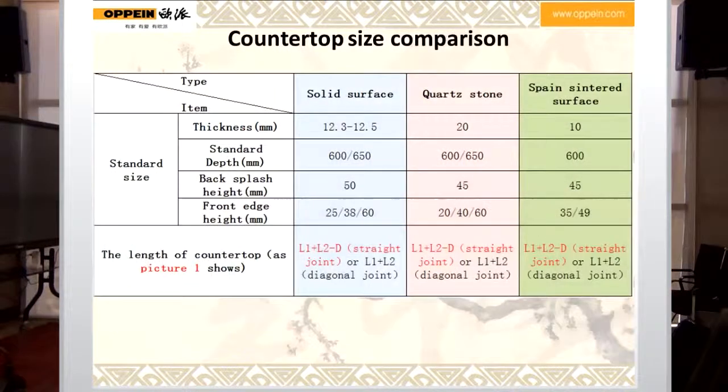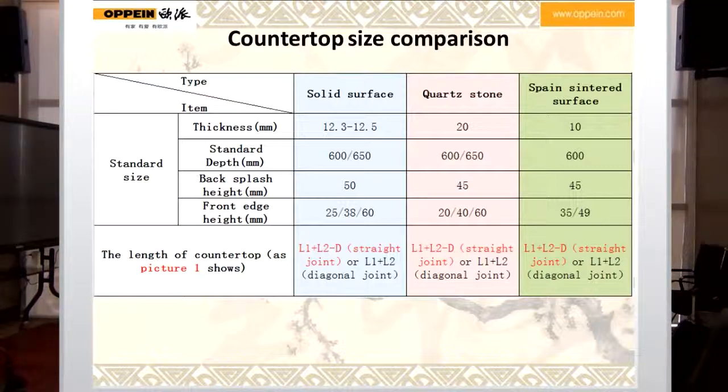Countertop size comparison. So for solid surface, the standard thickness is 12.3 to 12.5. For coarse stone, the standard thickness is 20 mm. For spancenter surface, the standard thickness is 10. The standard depth for solid surface and coarse stone is 600 or 650. For spancenter surface, the standard depth is 600.